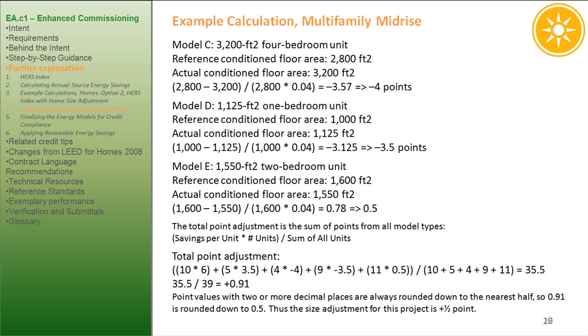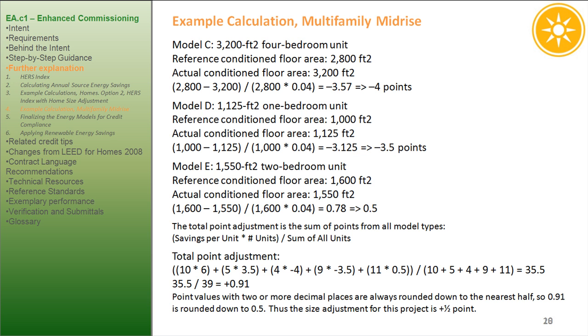Model E, 1,550 square feet 2-bedroom unit. Reference conditioned floor area, 1,600 square feet. Actual conditioned floor area, 1,550 square feet. 1,600 minus 1,550, over, 1,600 multiplied by 0.04, equals 0.78, which gives 0.5.